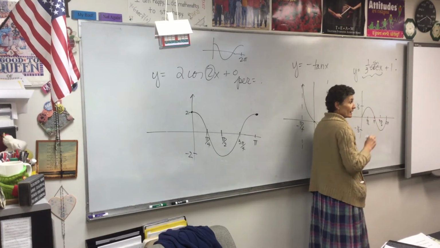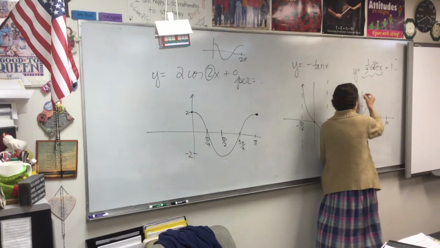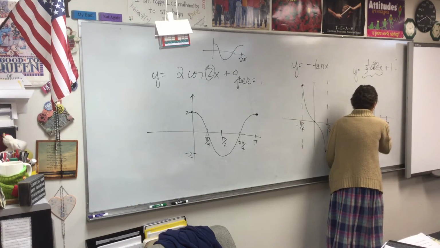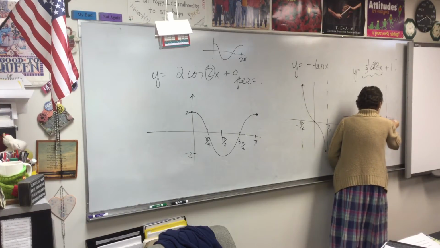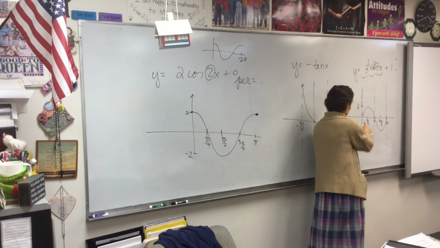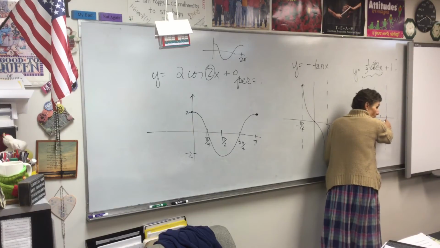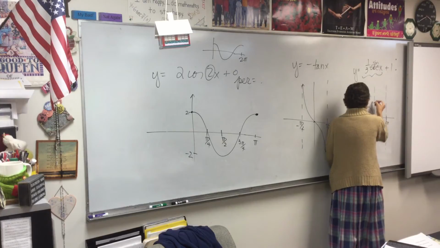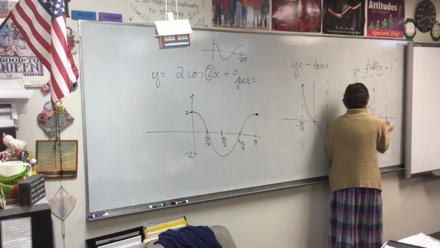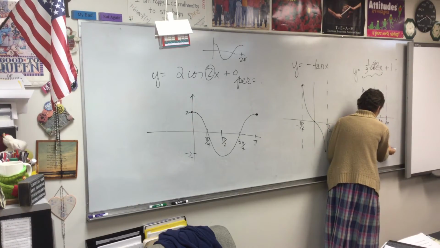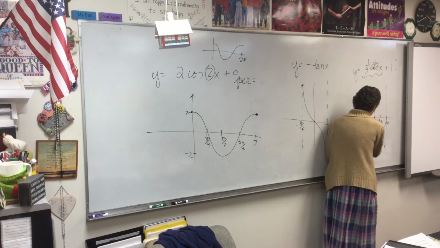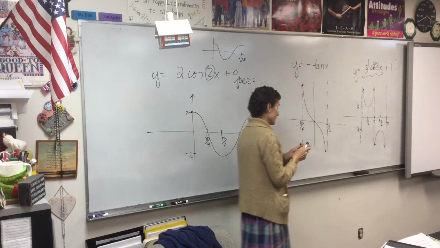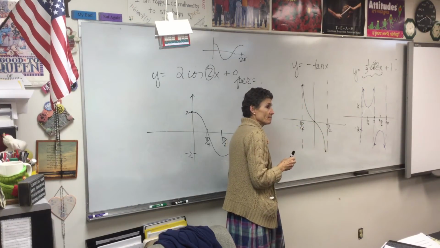Now, who remembers how we get to a cosecant from there? Well, I flip it, but not until I do what? I got to do something else. I've got to put in my asymptotes. And where do the asymptotes go? Wherever we cross the x-axis. Then I flip it up and down. I'll erase this guy. That's my cosecant. But I'm not done, am I?